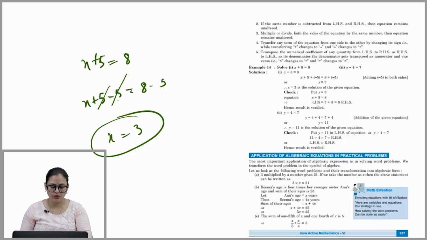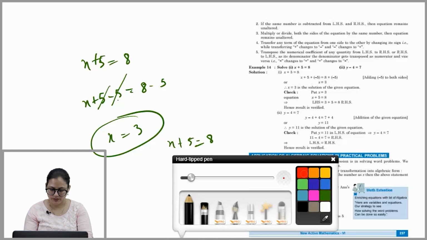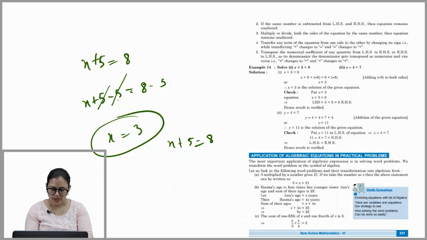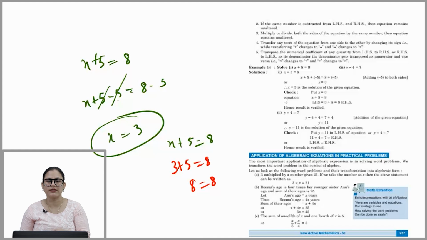Now you can check also. What will you do? You will put the value of x in this equation. The value of x is what? 3, right? So 3 + 5 = 8. So 8 is equal to 8, that is LHS is equal to RHS, that means the answer is correct, right? Similarly you will do the second part also, okay?